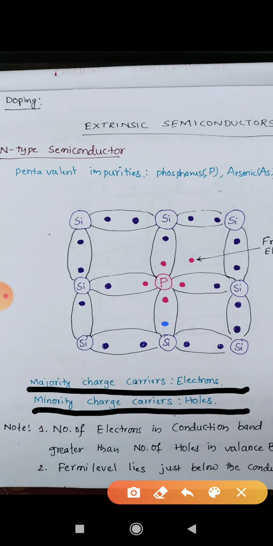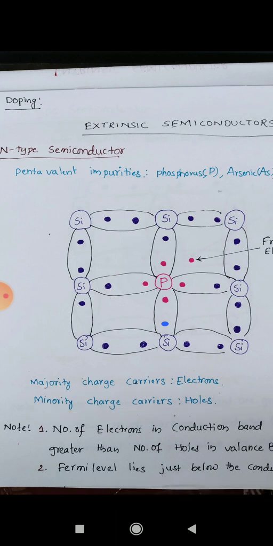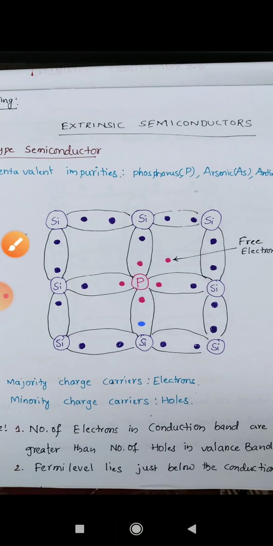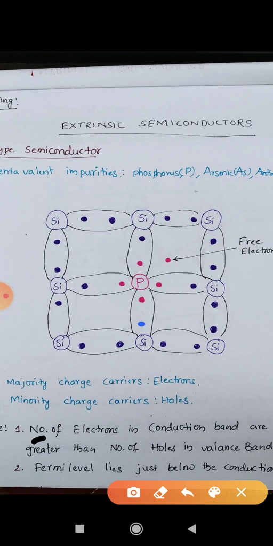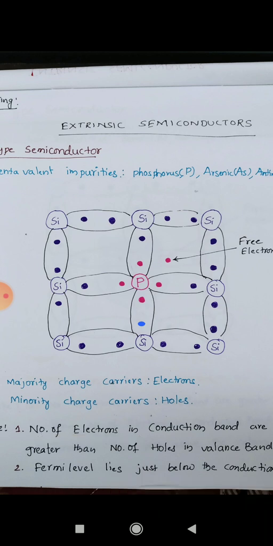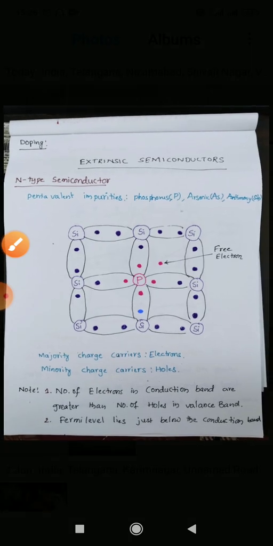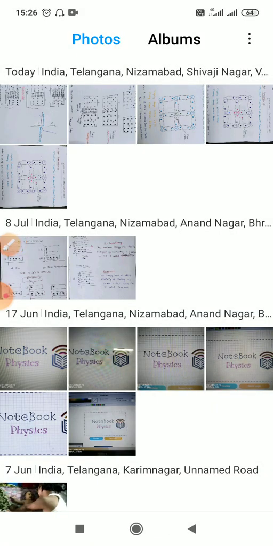And we can note the following 2 points. Here, the number of electrons in the conduction band is greater than the number of holes in the valence band, because electrons are majority carriers, and the Fermi level lies just below the conduction band, because the majority charge carriers here are electrons. Now let us move to p-type semiconductor.